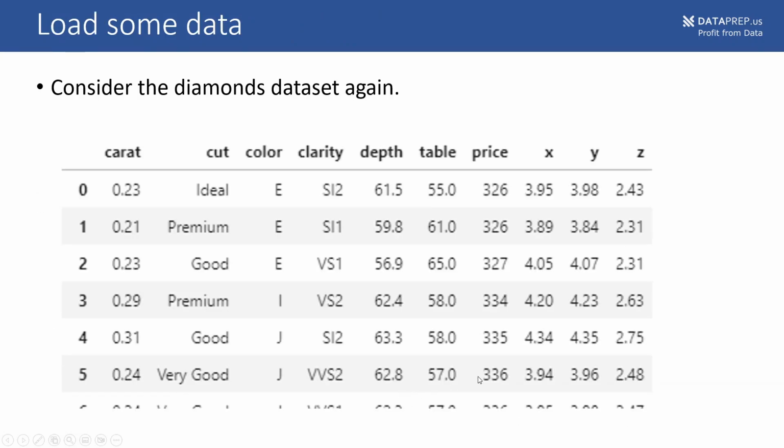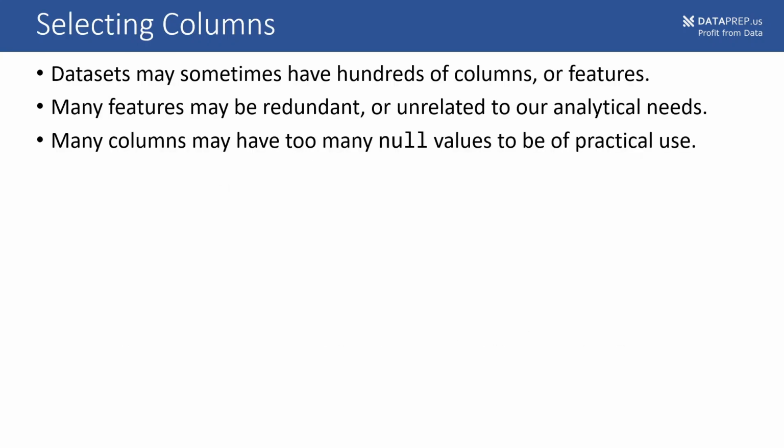Let's start with the diamonds data set again. Remember, this is a data set of about 50,000 diamonds. And for each diamond, we know several key attributes. We know the cut, color, clarity, the depth, the price, the caratage, etc. And all of this information is there in this data set.